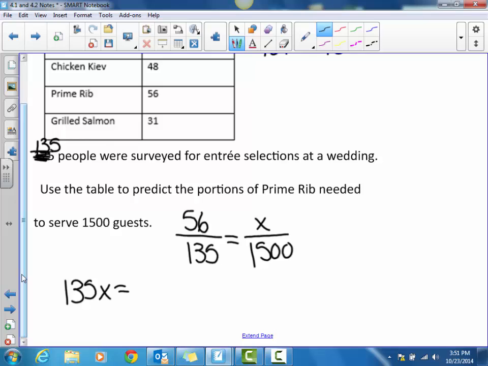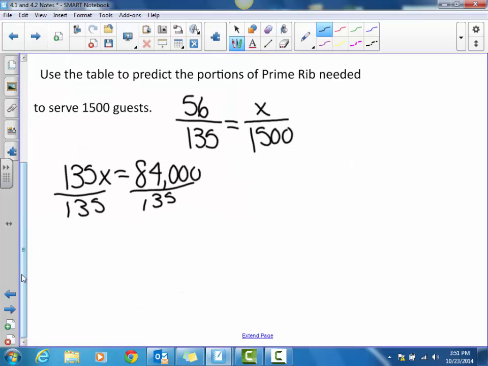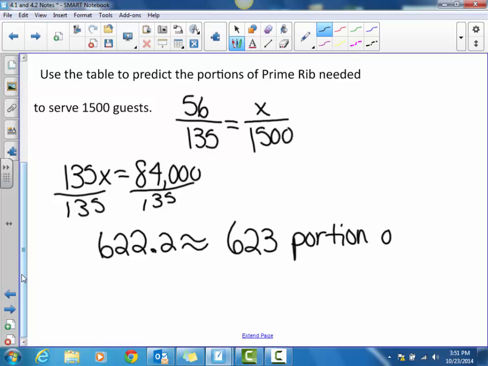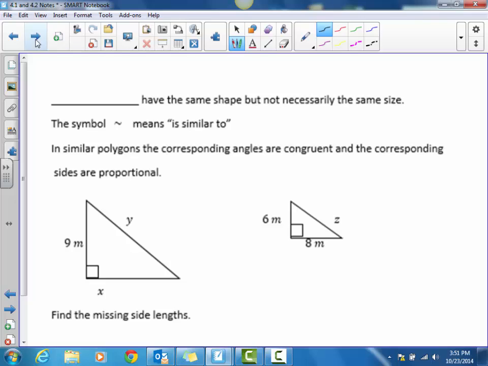So that's 135x equals 56 times 1,500, which is 84,000. I'm going to divide both sides by 135, and I get 622.2. We don't want to run out, so we're going to say about 623 portions of prime rib. Okay, so we could use that to predict. So proportions sometimes help us predict.